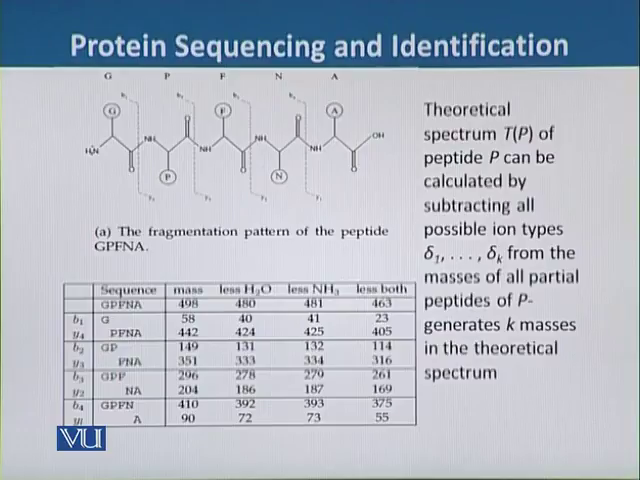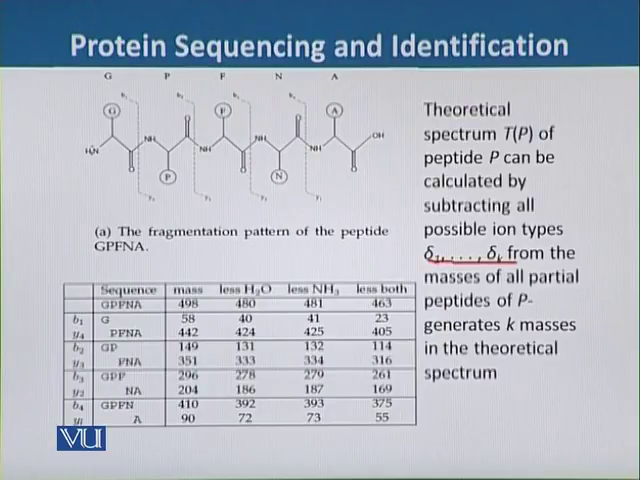We can see that the theoretical spectrum TP of peptide P can be calculated by subtracting all possible ion types, that is delta 1 to delta K, from the masses of all possible partial peptides of P. That generates the K masses in the theoretical spectrum.